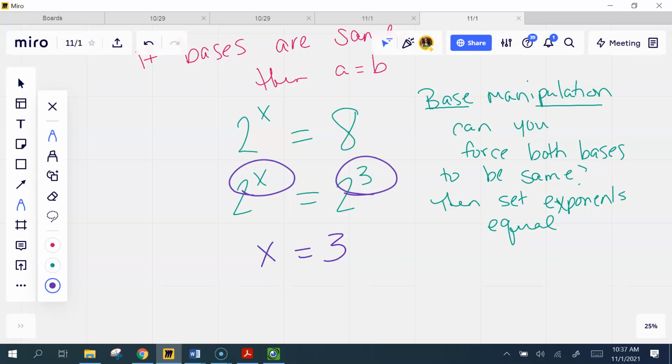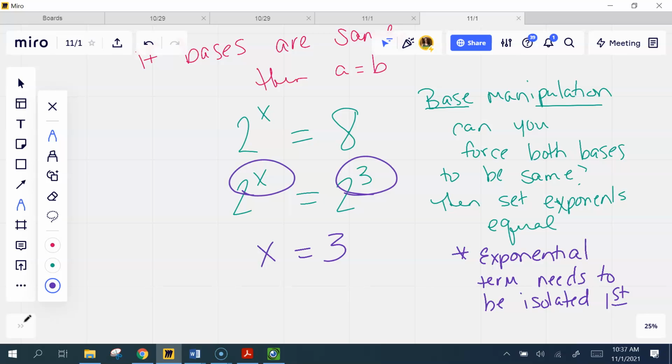Then set the exponents equal. If you can force the same base, I'm going to show you one that's not as common in just a second. I'm going to put a little asterisk here that says the exponential term needs to be isolated first. That'll make sense in the next example.